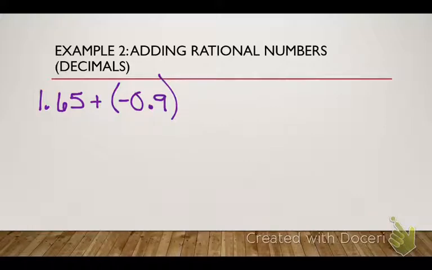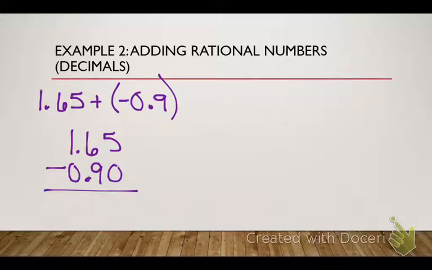Okay, now 1.65 plus negative 0.9. Same sign or different? Different. They are different now. So what is my rule? To subtract their absolute values. Remember, we are not using calculators. So I need to use my rules for subtracting decimals. My rule for subtracting decimals says I put the larger absolute value on top, 1.65 minus 0.9.